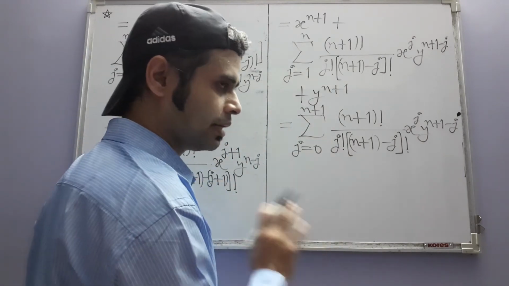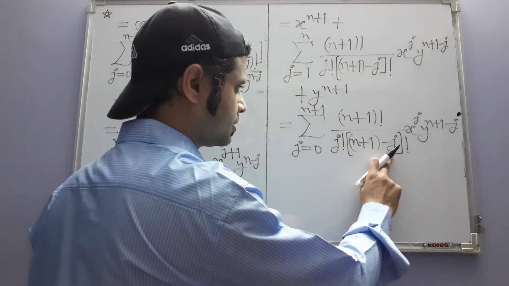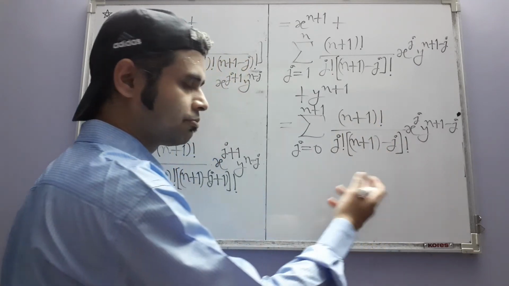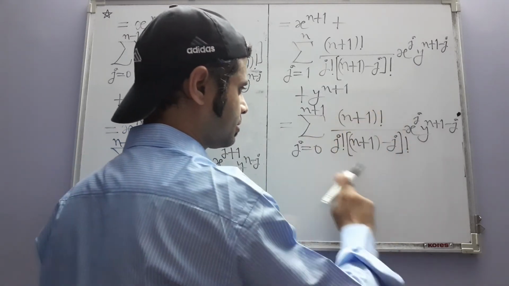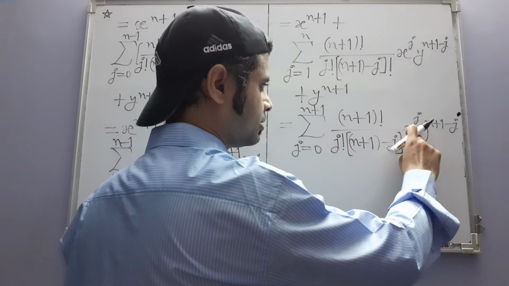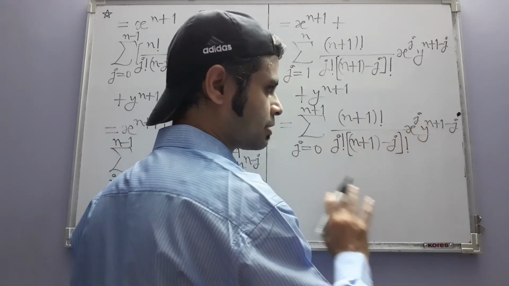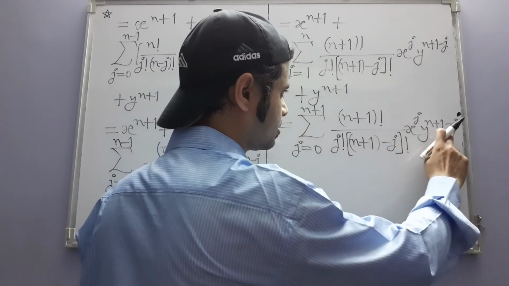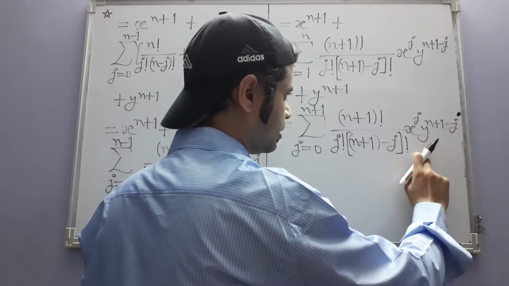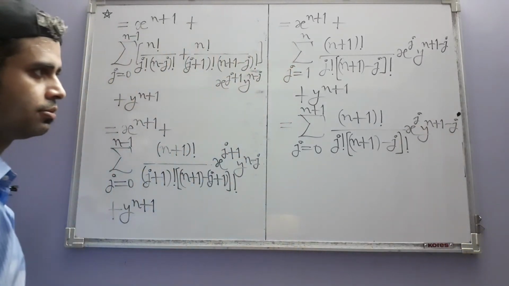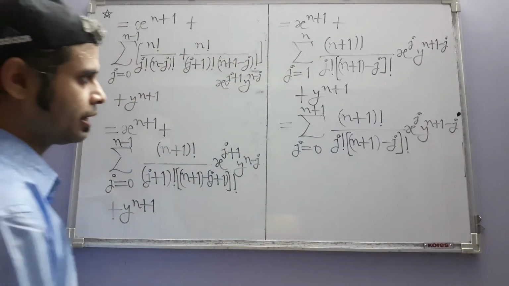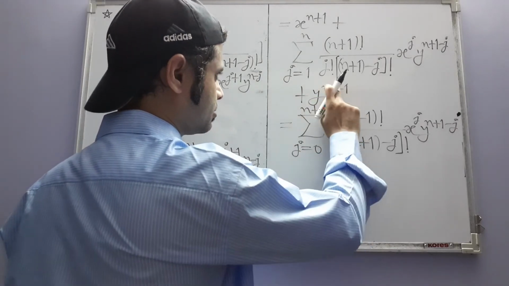0 factorial vanishes. Here you have 0, so n plus 1 factorial, they also cancel out. So this term becomes 1. If you take j equal to 0, the x power vanishes. Taking j equal to 0 here gives you y to the power n plus 1. So that term is this.